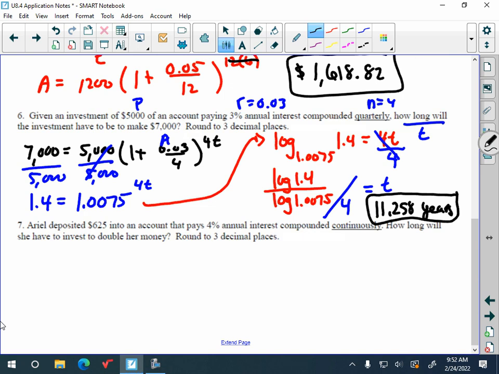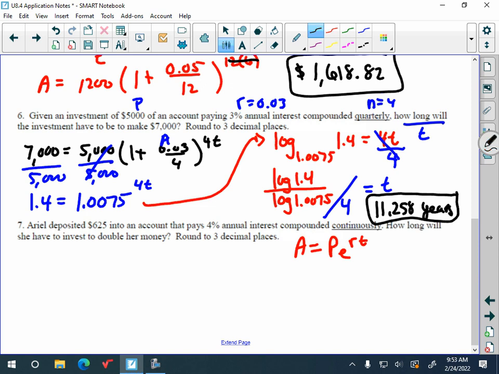All right, let's do this last one. Ariel deposited $625 in an account that pays 4% annual interest compounded continuously. So we're using that PERT formula. How long will she have to invest to double her money?